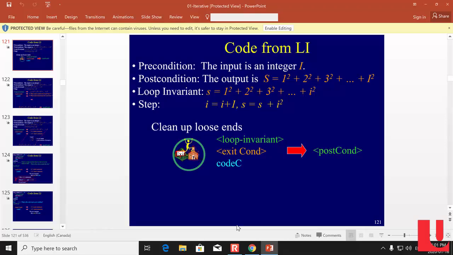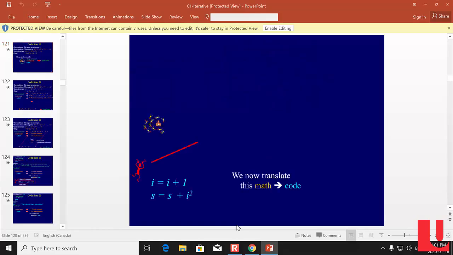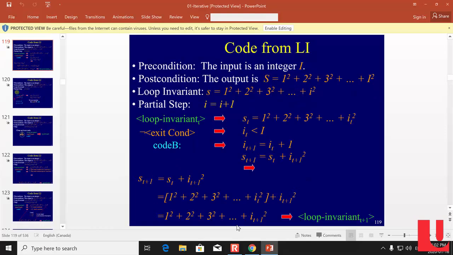I think we covered this part on the board, actually. Remember how we were going from, we know what the loop invariant is, but we don't know what the code is, right? And so we try to use the proof for the loop invariant to get the code, right?